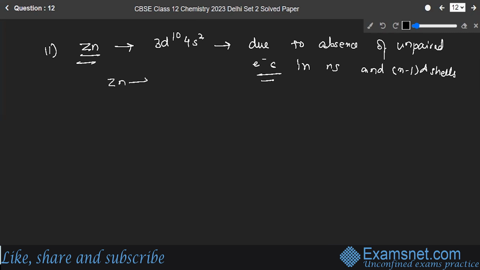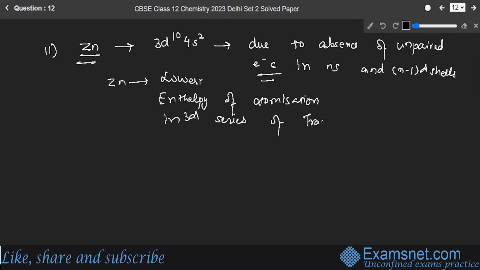Consequently, zinc has the lowest enthalpy of atomization in the 3d series of transition elements. Hope you are clear with this.